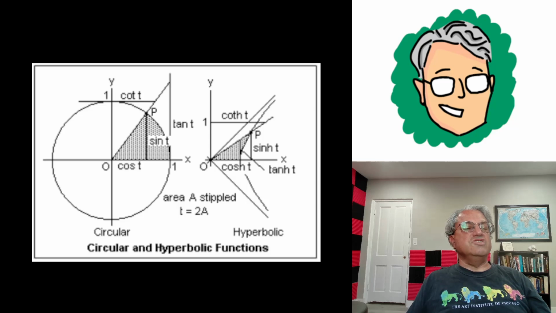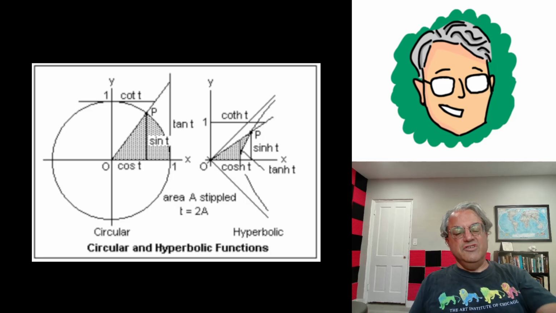And just like cosine is an even function of t, cosh is also an even function. Cosh, you'll notice, is always positive. It's always greater than or equal to 1. But sinh is an odd function. Sinh can be negative. So sinh actually goes from minus infinity to infinity. But anyway, that's how we define cosh and sinh.